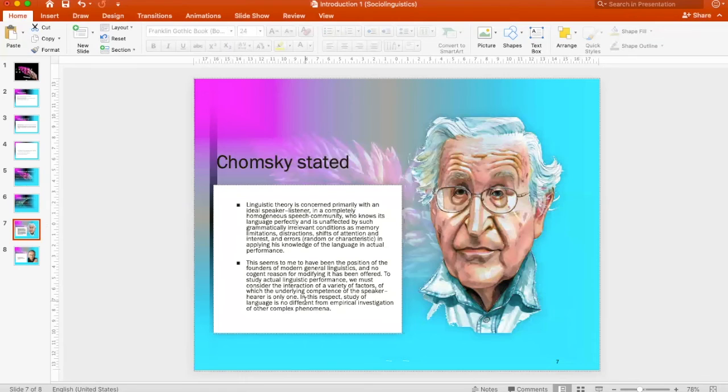Chomsky also tried to show that linguistic theory is concerned primarily with the ideal speaker-listener. Ideal speaker-listener means that I know what I'm talking about, and the hearer knows what the speaker is talking about. So it's about the homogeneous speech community. If I know what I'm talking about, but you don't know what I'm talking about, that's not homogeneous. So it's useless in speaking the utterances.